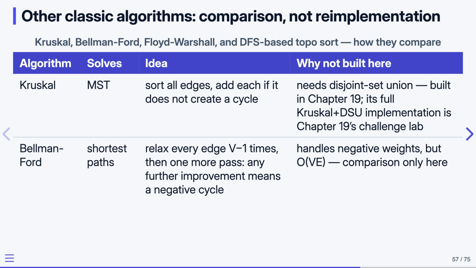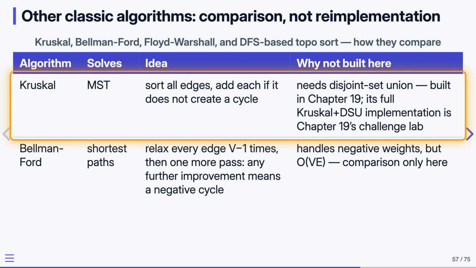Let's compare 4 more classic algorithms. We name them and their trade-offs, but we do not reimplement them here. Kruskal also builds a minimum spanning tree. It sorts all edges and adds each one if it does not create a cycle. We do not build it here because it needs a disjoint set union structure, which comes in Chapter 19.